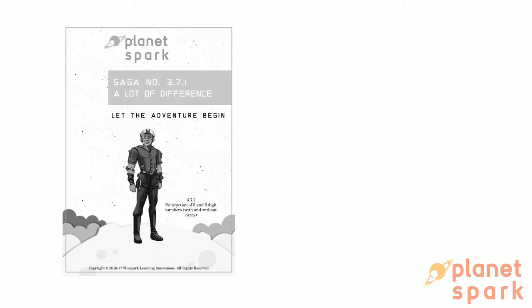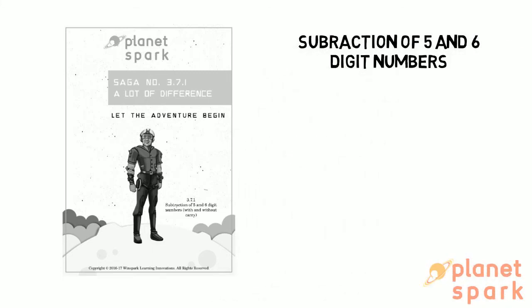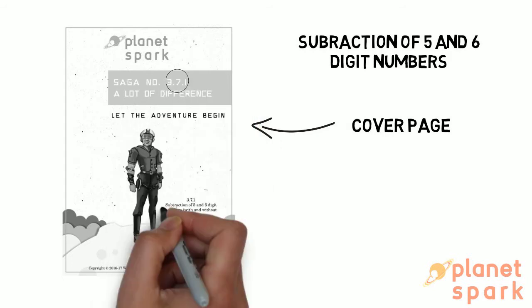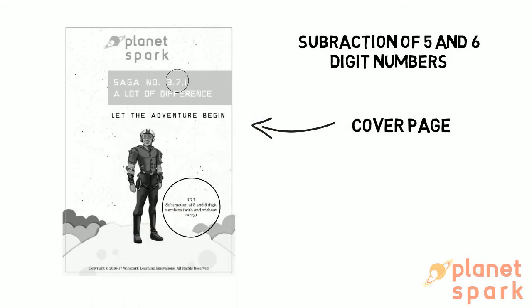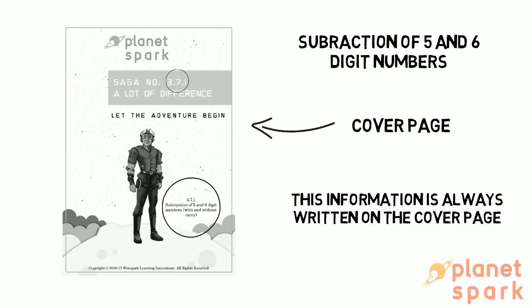For the virtual tour, we have chosen a Mathematics module for a 4th grade child. This is on subtraction of 5 and 6-digit numbers. This is the cover page of the student module. The cover page always has a module number and the name of the topic. For example, in this case, you can see that the module number is 3.7.1 and the module is subtraction of 5 and 6-digit numbers. This information is always written on the cover page of the modules.